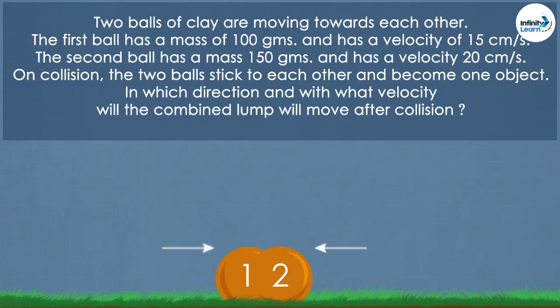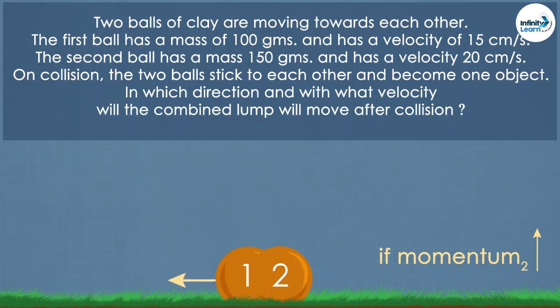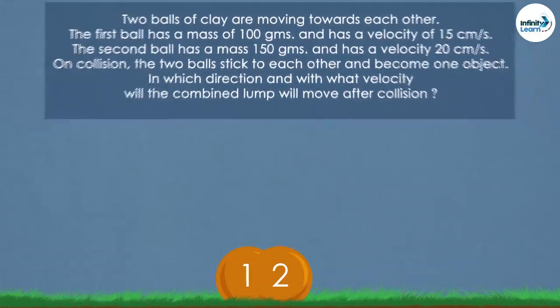Okay, let's talk logic. If the momentum of the first ball is more, in which direction will the combined lump move? Obviously to the right. And similarly, if the momentum of the second ball is more, the combined lump will move to the left. Now that you've understood the concept, let's begin with the problem.